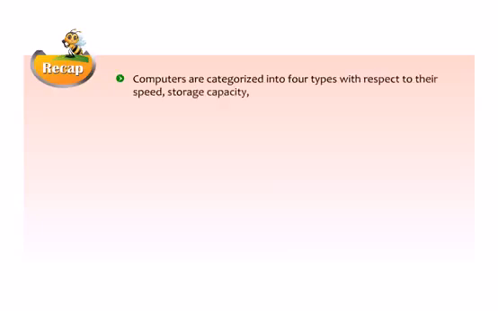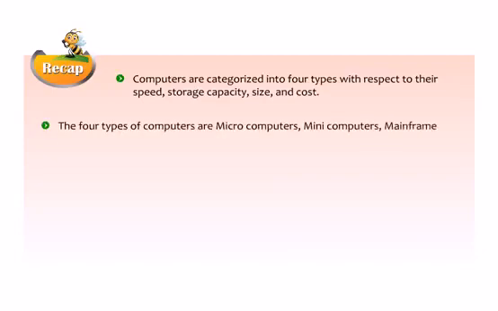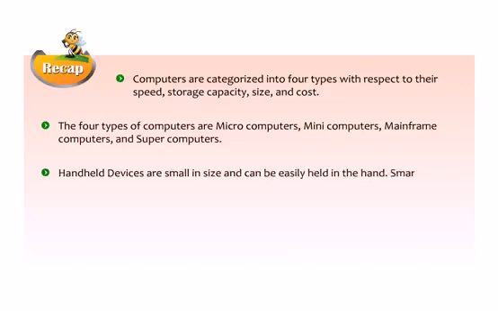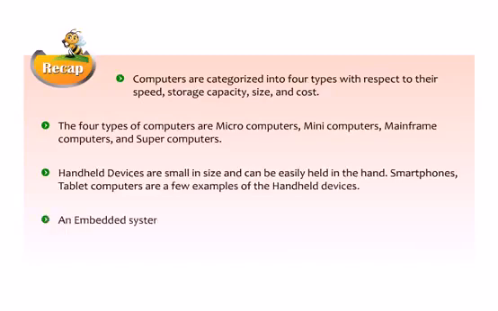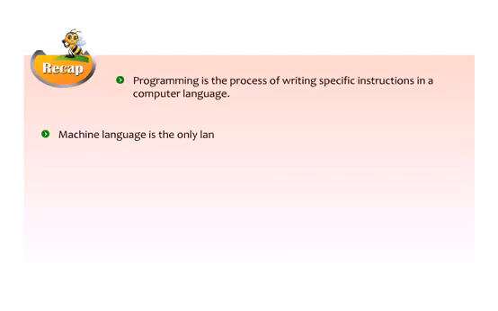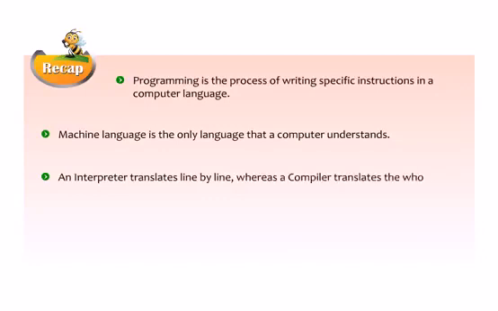Okay, students, let us take a recap of this chapter. Computers are categorized into 4 types with respect to their speed, storage capacity, size and cost. The 4 types of computers are microcomputers, mini-computers, mainframe computers and supercomputers. Handheld devices are small in size and can be easily held in the hand. Smartphones, tablet computers are a few examples of the handheld devices. An embedded system is the one that has a computer hardware with software embedded or implanted into a larger device. Programming is the process of writing specific instructions in a computer language. Machine language is the only language that a computer understands. An interpreter translates line by line, whereas a compiler translates the whole program at once.